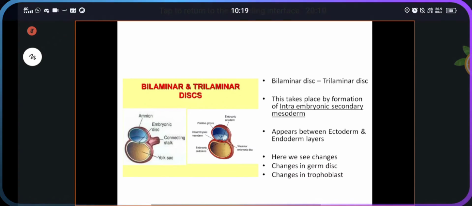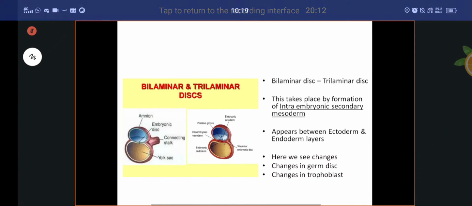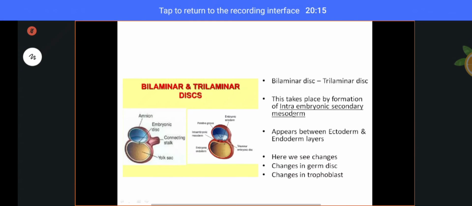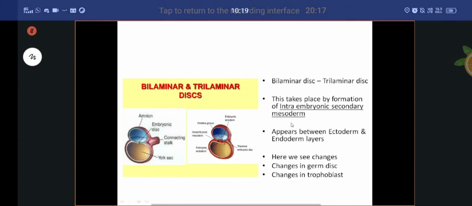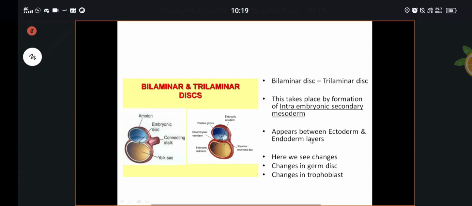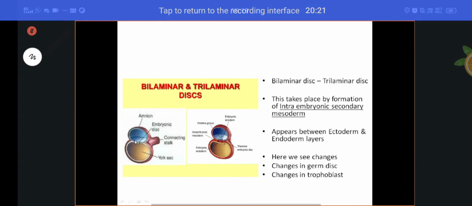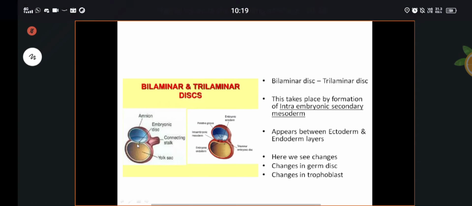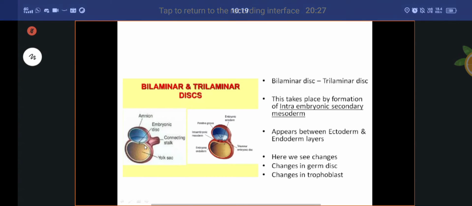Now, this bilaminar germ disk will be converted into a trilaminar germ disk. This takes place by formation of intraembryonic secondary mesoderm, which appears between the ectoderm and endoderm cells. Here, this is the embryonic disc where we are seeing this ectoderm and endoderm.